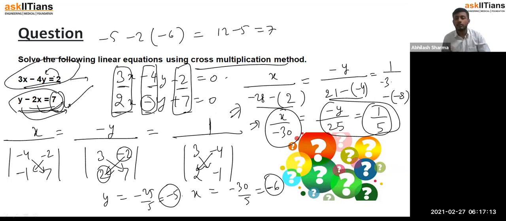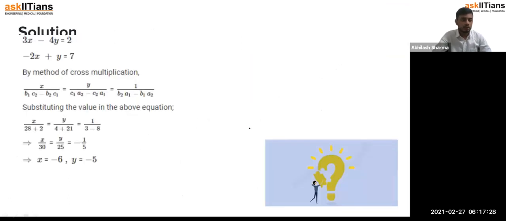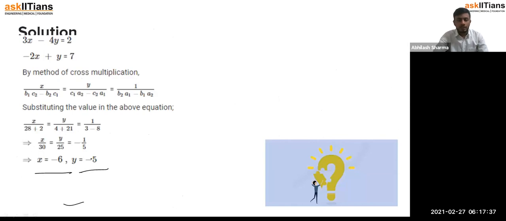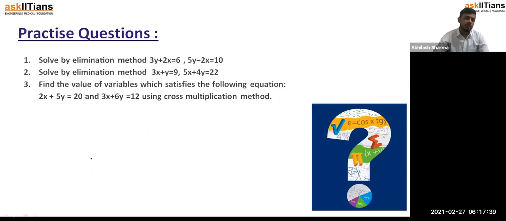So that's the way we have easily used the cross multiplication method to solve it so quickly, right? Just 3 steps we have used. This was the first step, second step, third step, and we have got the answer very easily, right? And that's the solution that is given here, x equal to minus 6 and y equal to minus 5, just the way we have obtained. Correct? Fine.